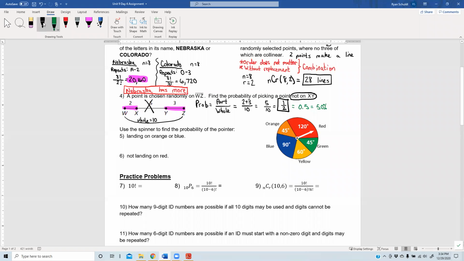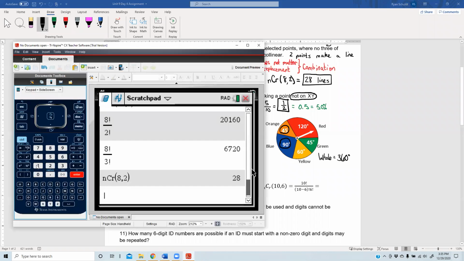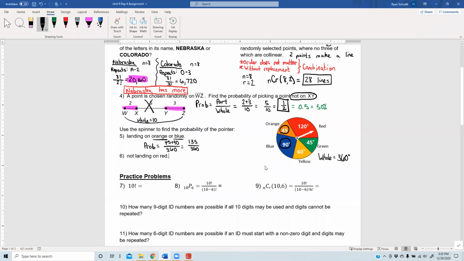For 5 and 6, we're dealing with a spinner. How many degrees are in a full circle? 360. They ask the probability of landing on orange or blue. Orange or blue. So that probability would be 45 plus 90 divided by 360, which is 135 over 360. If we put that as a reduced fraction, we get 3/8. So again, you can stop with 3/8.